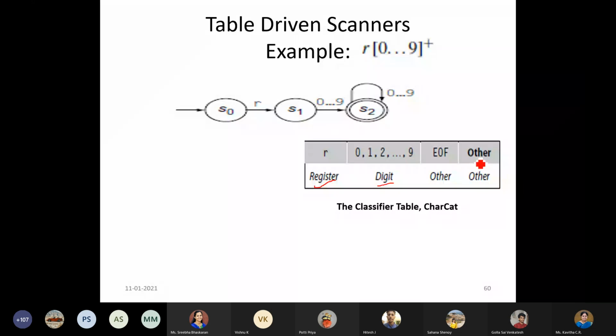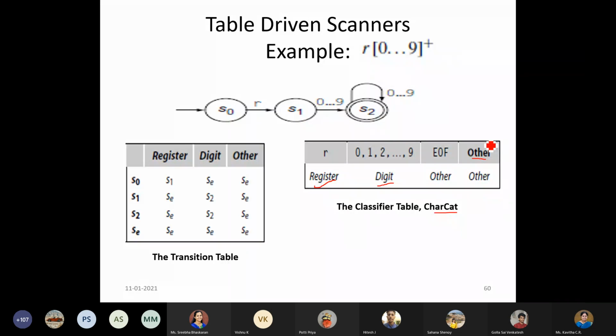First table which we generate, we call it category, that is character categorization or classifier. So in this table, based on the contents of your DFA, all the contents are getting named. Here, according to this example, R is named as register, 0 to 9 is identified as digits. Other than that, all others, the end of file or any other characters, are represented as others. So this is our first table which will be generated for this example.